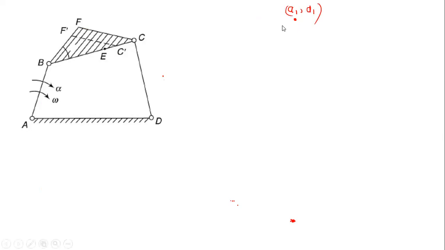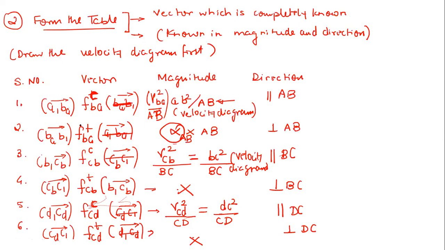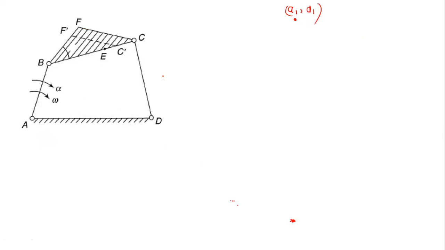Now, first of all, draw this vector, the first vector in the table. So this is the centripetal acceleration of point B relative to A. So it is basically the A1BA vector, which means this vector is going to start with this point A1, right? Now, this vector should be parallel to this link AB, correct? Because the centripetal acceleration of B relative to A will be directed towards this center A. That means this will be the direction, right?